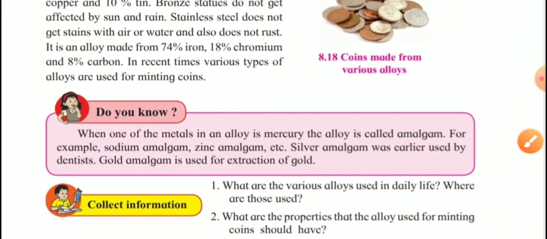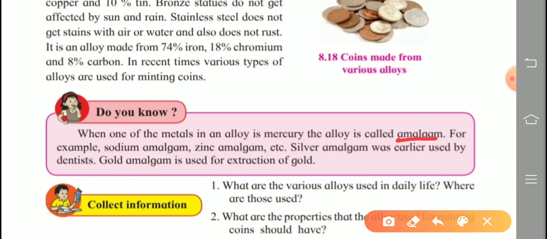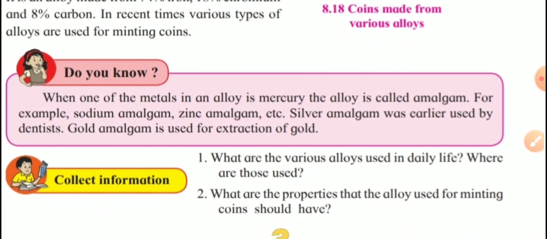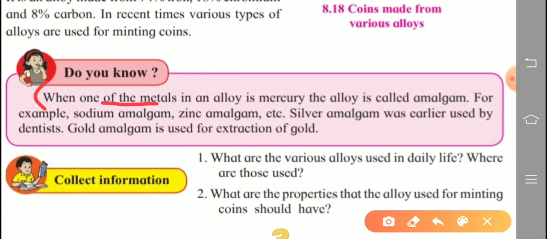Next, what is amalgam? Explain amalgam. A small point is given here. When one of the metals in an alloy is mercury, the alloy is called amalgam. For example, sodium amalgam means sodium and mercury. Zinc amalgam means zinc and mercury. This combination is given. Silver amalgam is silver plus mercury.